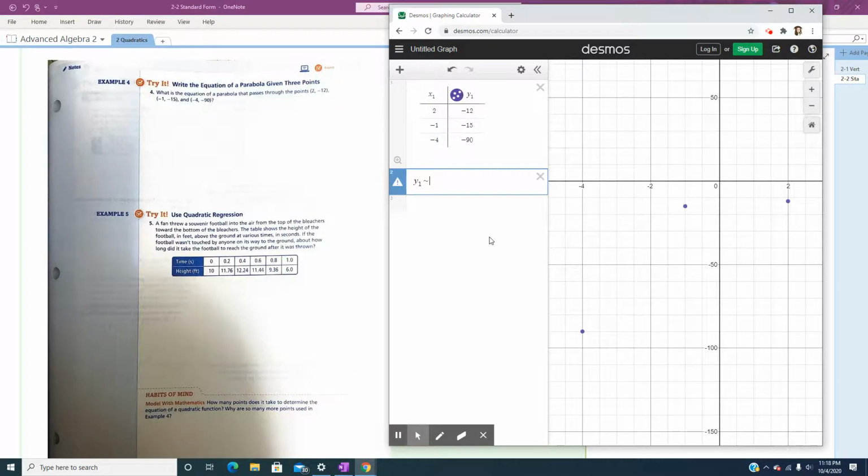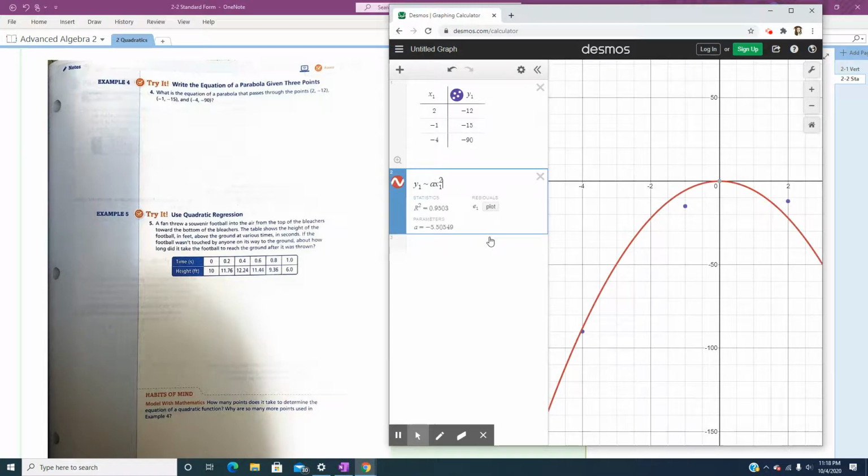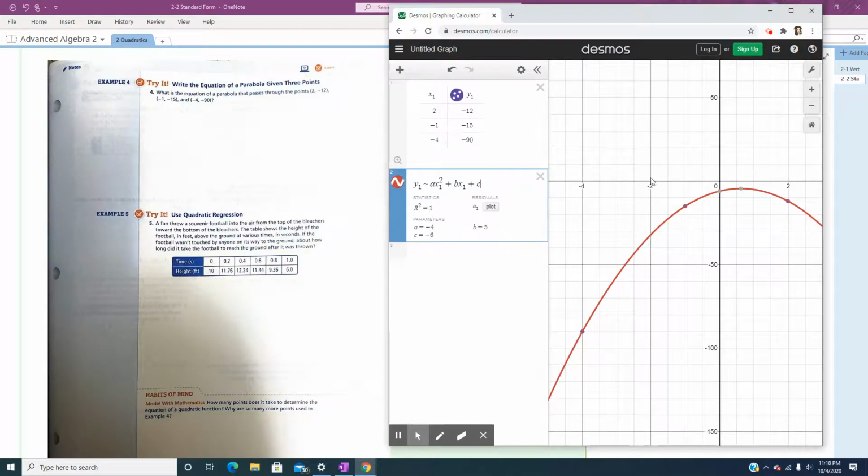And then I'm going to type in my standard form: a x1 squared plus b x1 plus c. Notice, oh, there's a nice curve that fits. So you notice this looks like the standard form, except instead of the x's, it has x1, because that's why we're using a table for x1. Instead of the y, it has y1 because we're using a table with the y1 values.